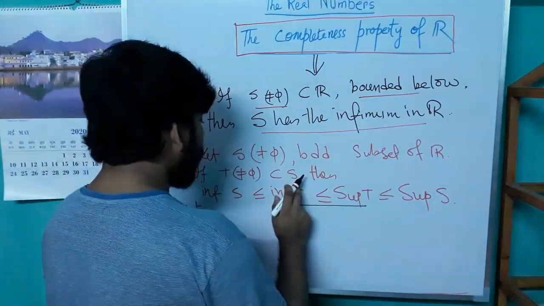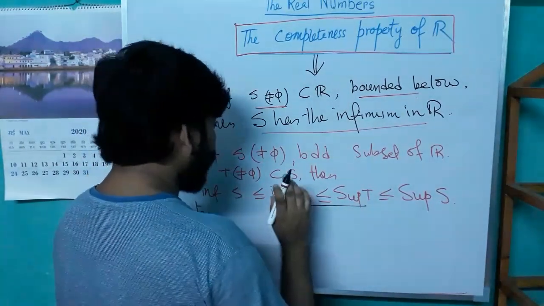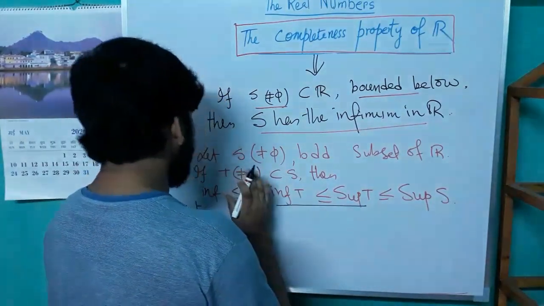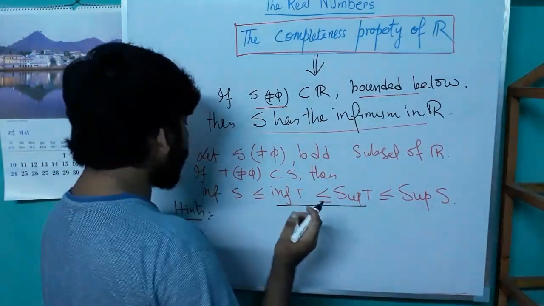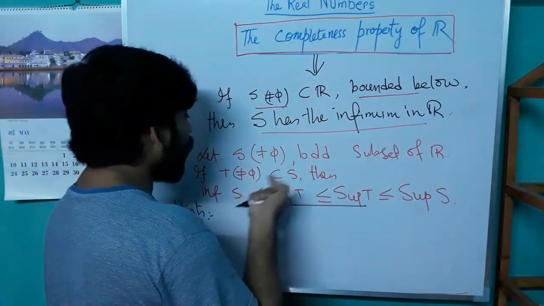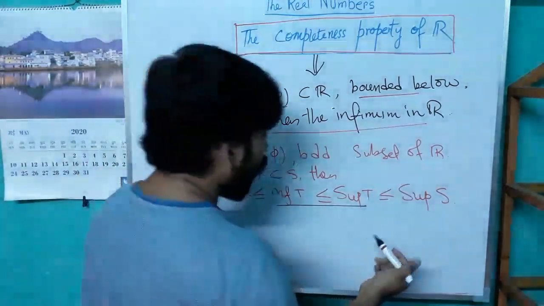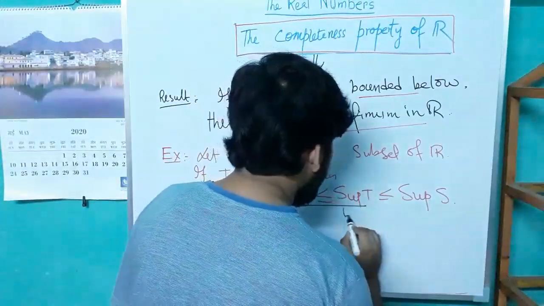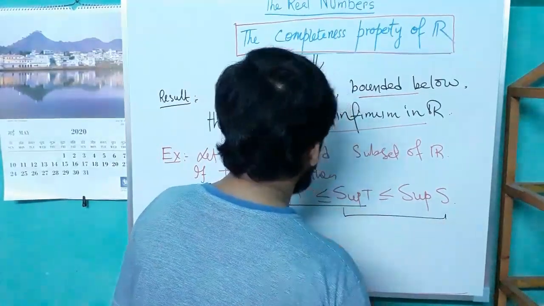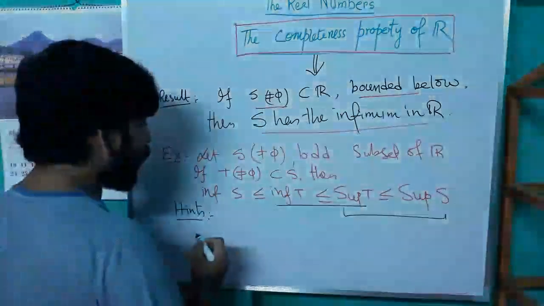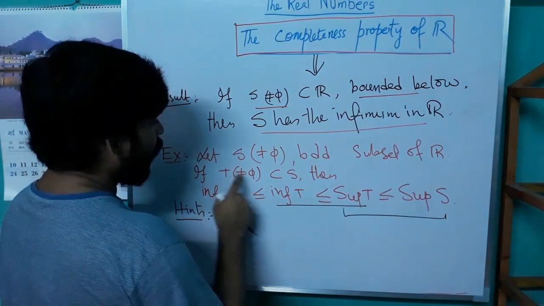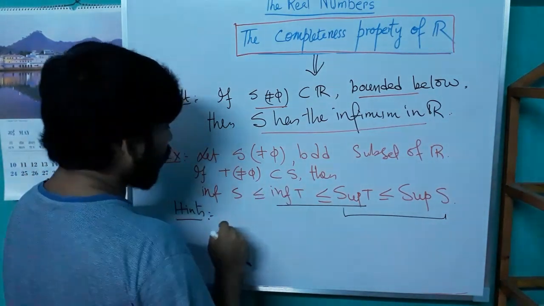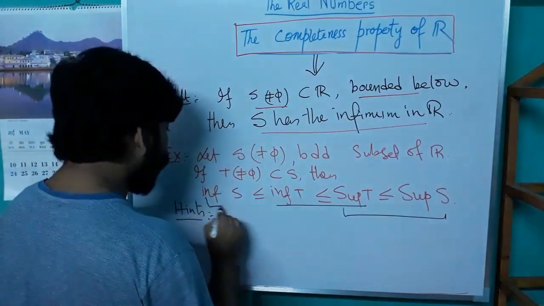Now, since S is a superset of T, the set S contains more elements than T. So obviously the extra element may be the supremum of the new set. So obviously the supremum of S is greater than or equal to the supremum of T. Again, since T contains fewer elements than S, this part is also obvious.